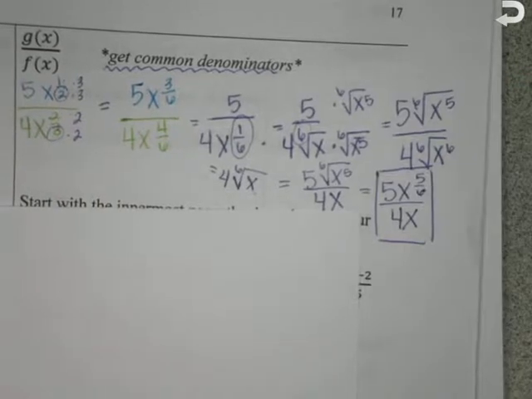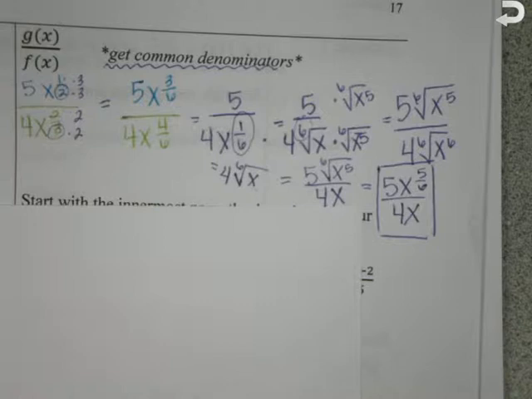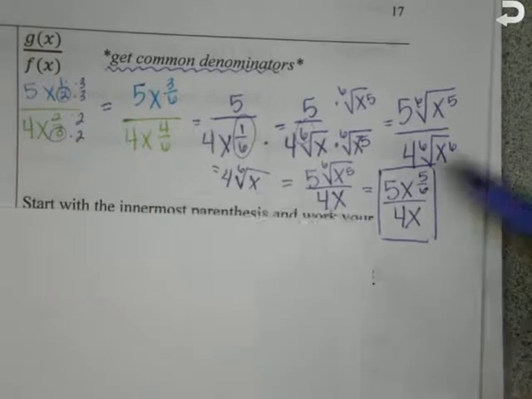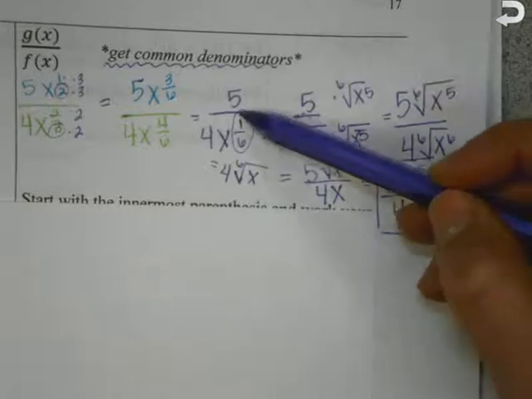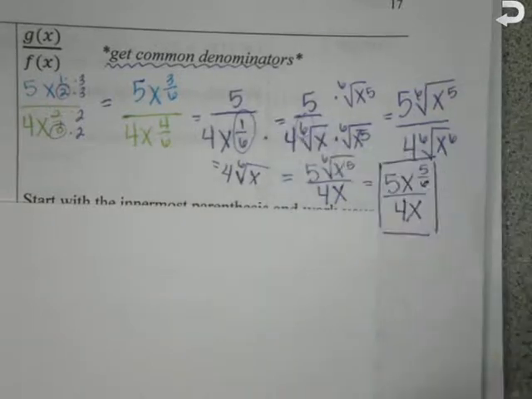Now we're all okay? So we're not allowed to have roots in the denominator. Because this had an exponent fraction, it was a root. Okay, so we added, subtracted, multiplied, divided.